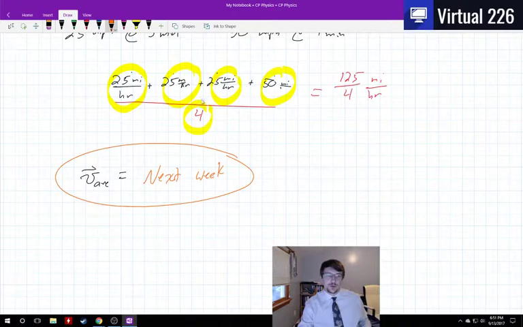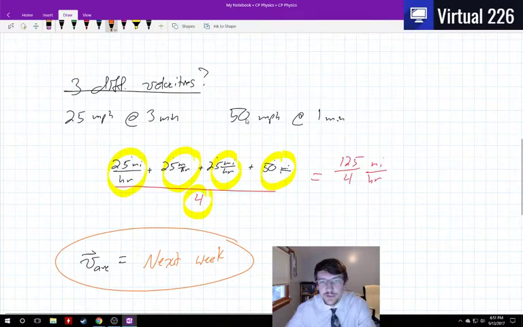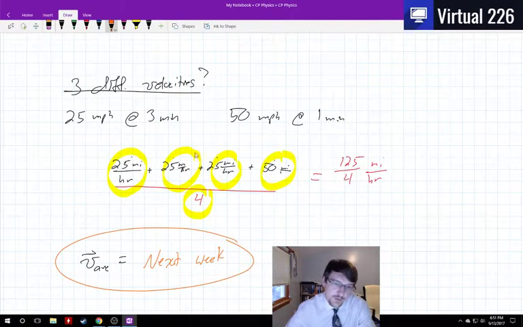We'll definitely have some homework problems on it. We'll definitely see it on the test. It's a no-brainer, but please be aware that it's not just saying 25 plus 50 divided by 2. It's 25, 25, 25, because we have 3 of them, and one of the 50s, divided by 4, because we have a total amount there, okay?